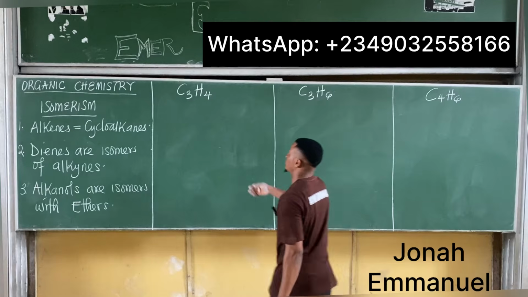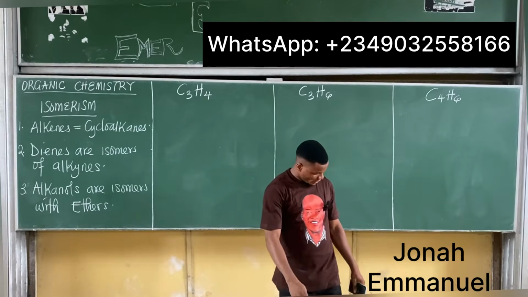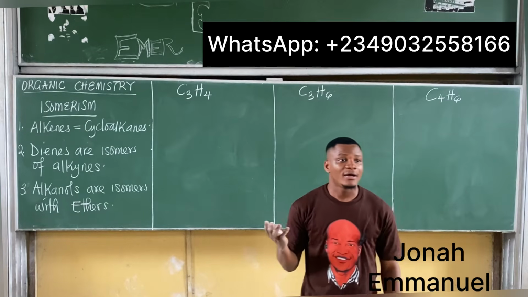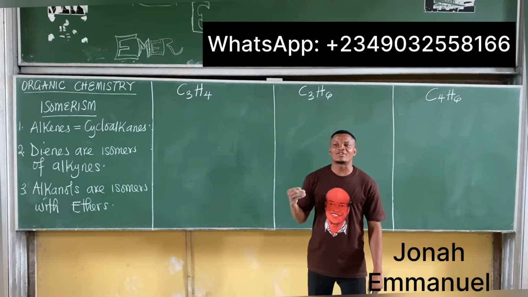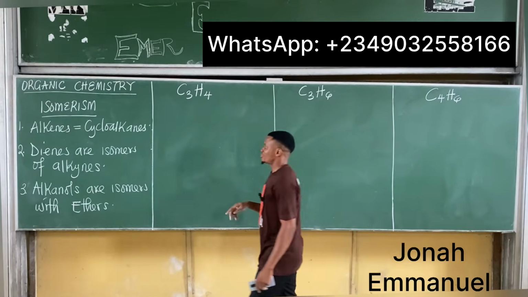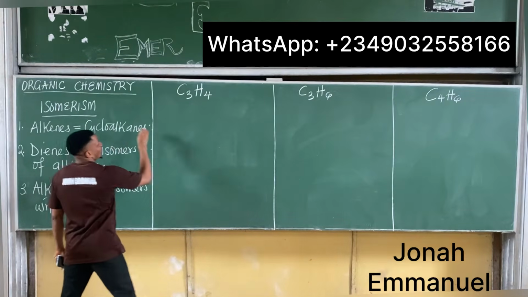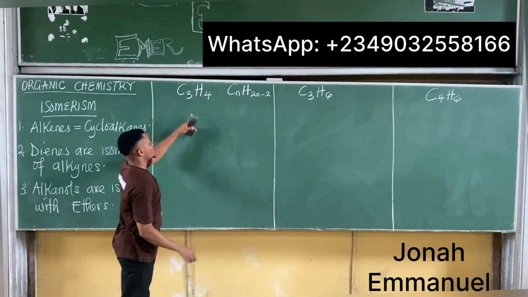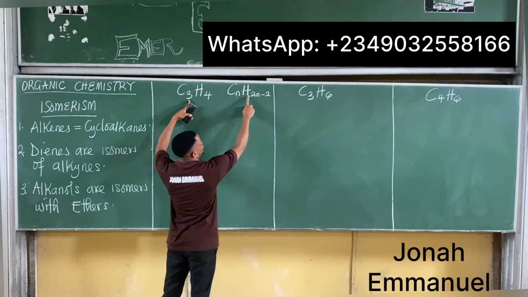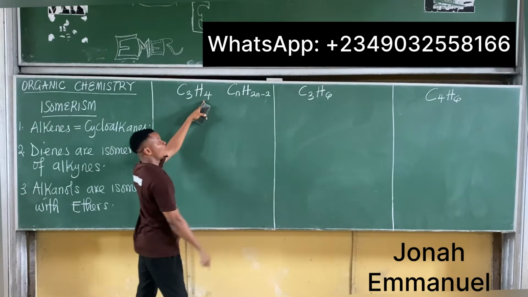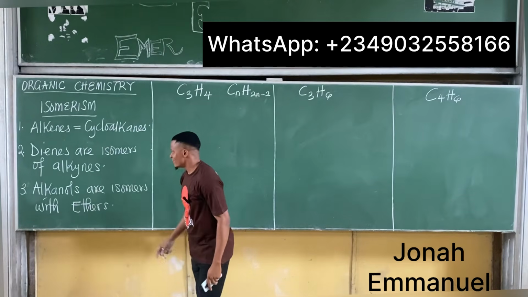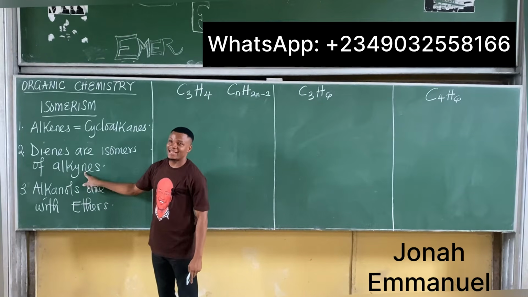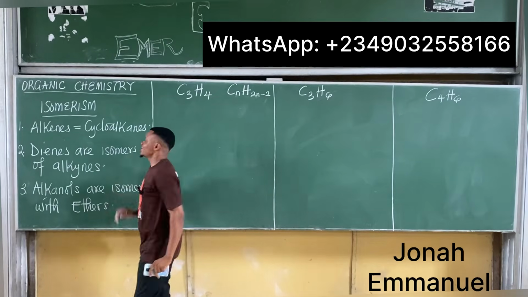First things first, I'm given C3H4. My first task is to determine whether C3H4 is an alkane, alkene, alkyne, or alkanol. Is it an alkene or an alkyne? Of course, check the formula. For alkyne, I have CnH2n minus 2. When n is 3, it becomes C3, H2 times 3, 6 minus 2, 4. So it's an alkyne. If you say give 2 isomers, I'll create an alkyne and a diene. That's simple.